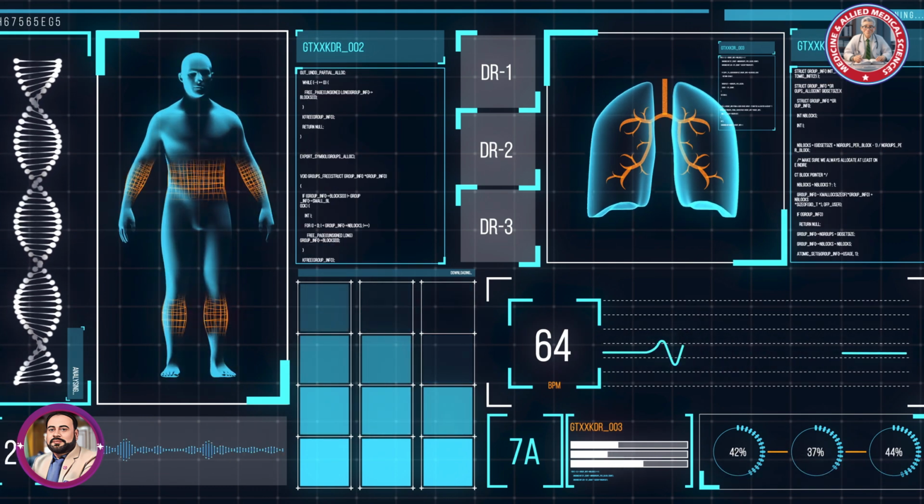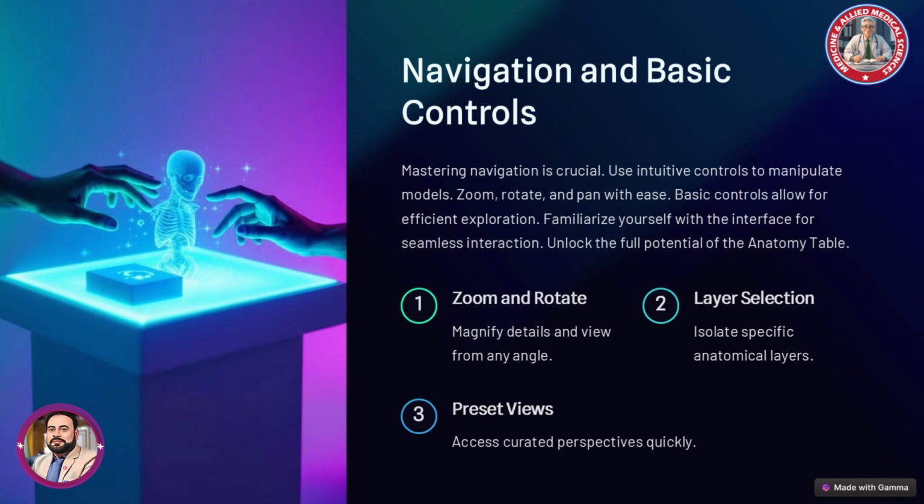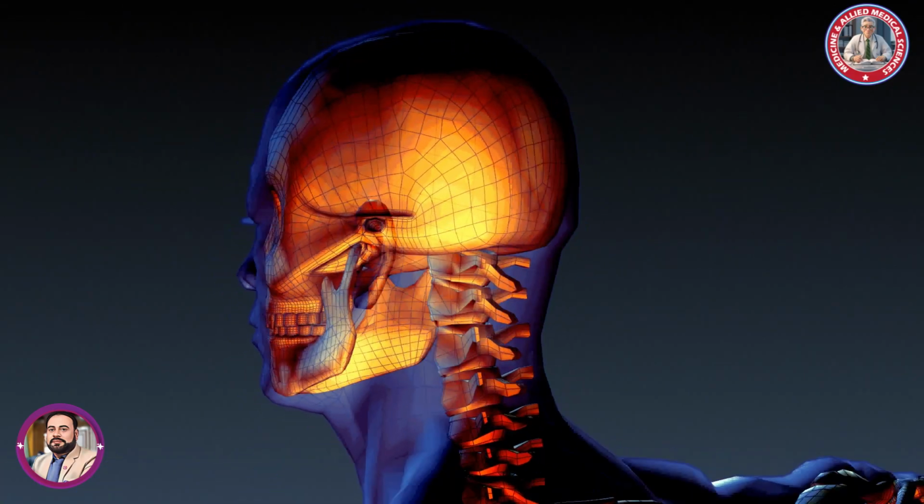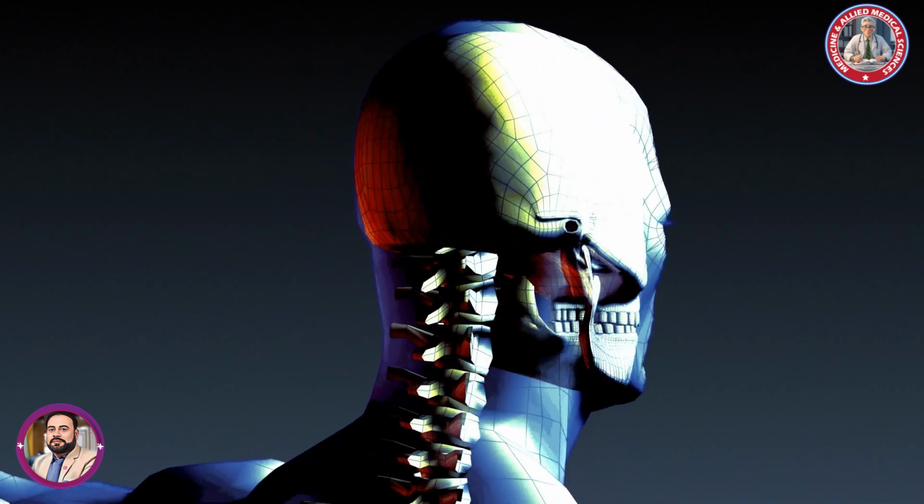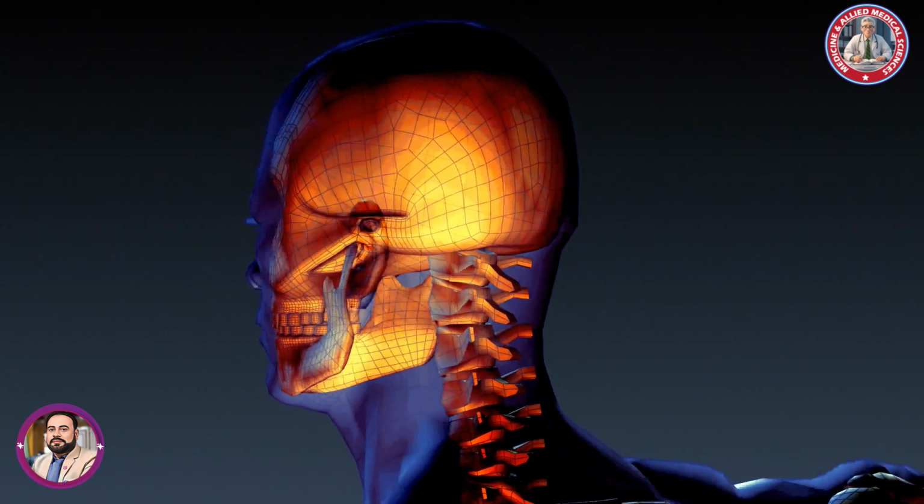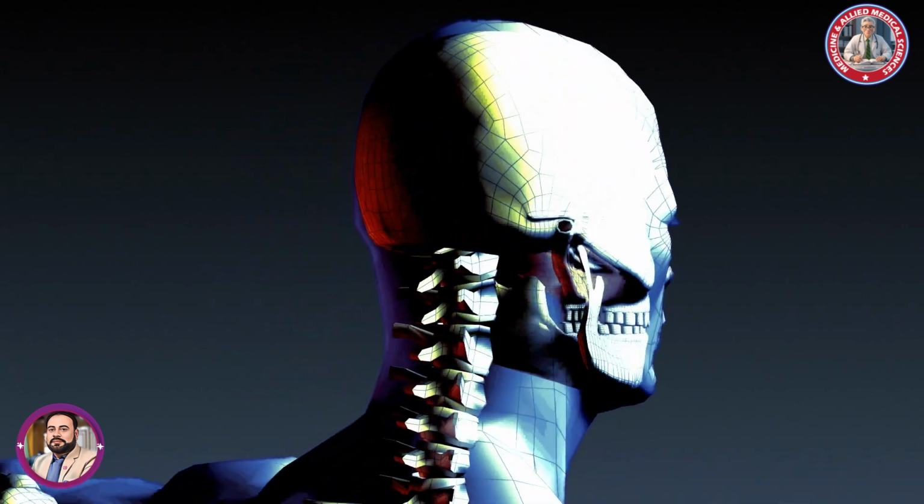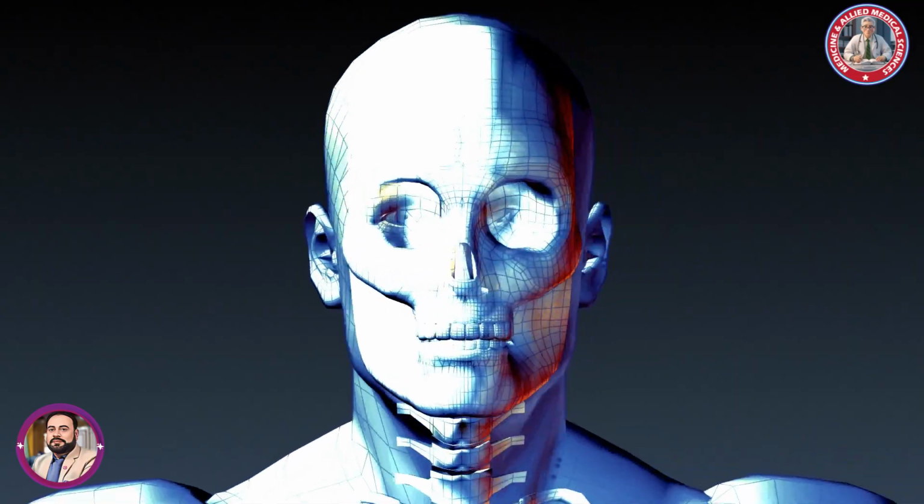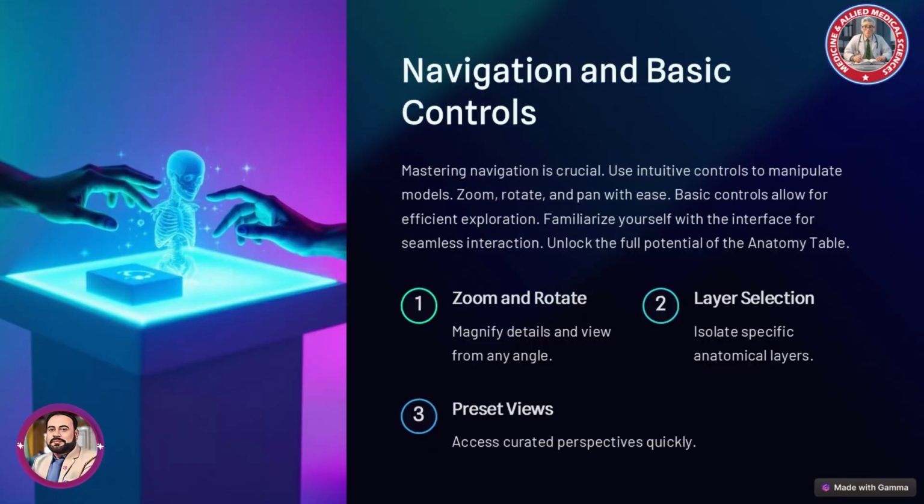Key navigation features. Touch and gesture controls: easily zoom, rotate, and pan anatomical structures with finger gestures or a stylus. Layering and transparency: adjust layers to view muscles, bones, organs, and blood vessels at different depths. Cross-sectional views: slice through anatomical regions to analyze internal structures in high detail. Search and select functions: quickly locate specific body parts or systems using the search bar and selection tools.